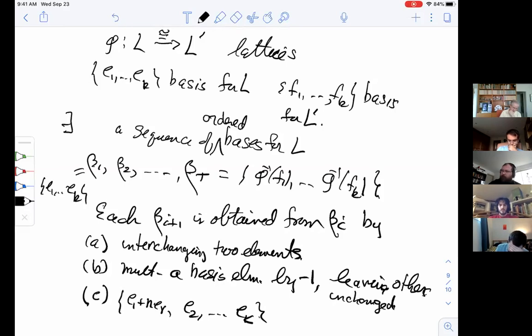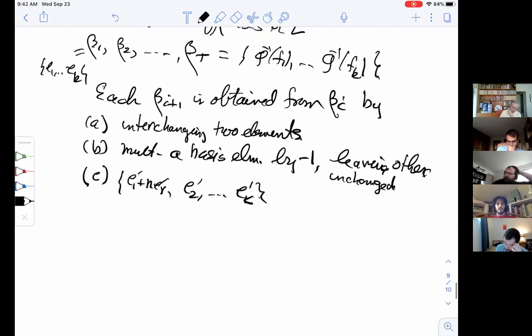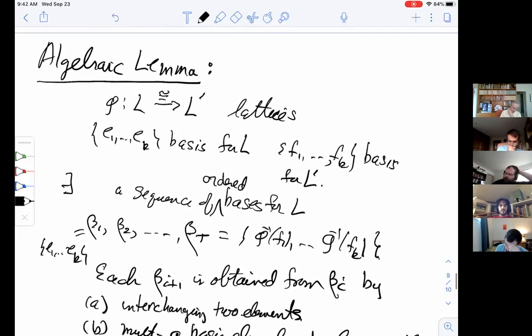Well, I shouldn't say that. I mean, I shouldn't say it that way. If we have a sequence E1 prime up to EK prime, an elementary operation would be to replace E1 prime by E1 prime plus an arbitrary multiple of some other basis element, ER, R different from 1, and leave the others unchanged. Okay. That's the statement.